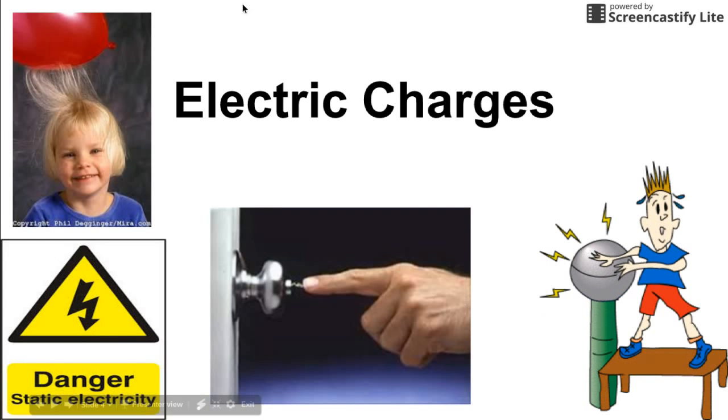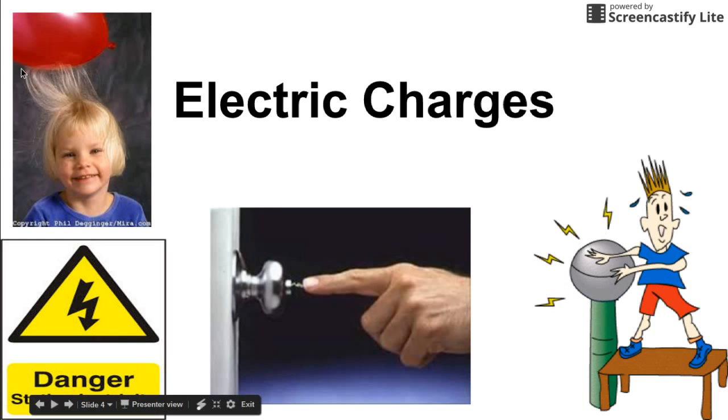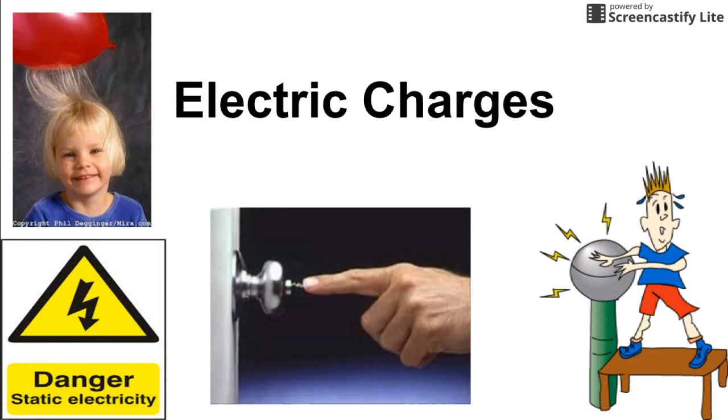So here we have a couple examples. We have the girl with the balloon rubbing on her head. We did this in class yesterday when we tried to use the force and make the pop can move by rubbing a balloon on her head first. You probably have been shocked grabbing onto a metal doorknob after walking across a floor, maybe in socks. And hopefully soon we will be able to play around with a Van de Graaff generator to see how we can build up a static charge.